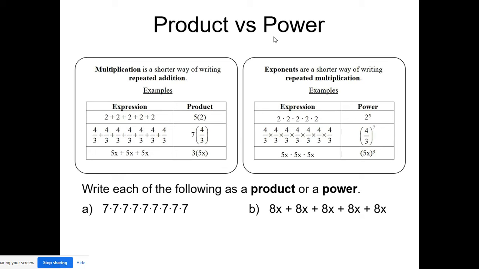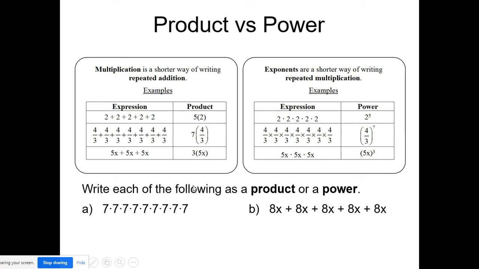So a product or multiplication is a short form for writing repeated addition. Exponents are a short form for writing repeated multiplication. So if I have 2 times 2 times 2 times 2 times 2, I can write that as 2 to the power of 5. So I have some examples down here at the bottom.